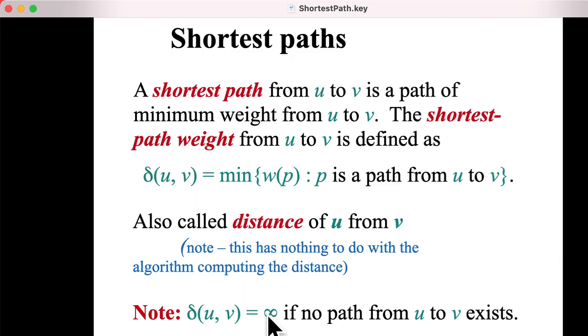And what should we do if there is no such path? Maybe the graph is not connected at all. There are two vertices that there is no path between them. We'll just use the definition that delta of U to V is infinity. It will make it easier. If it's infinity, it means as far as we know, there is no path in the graph.